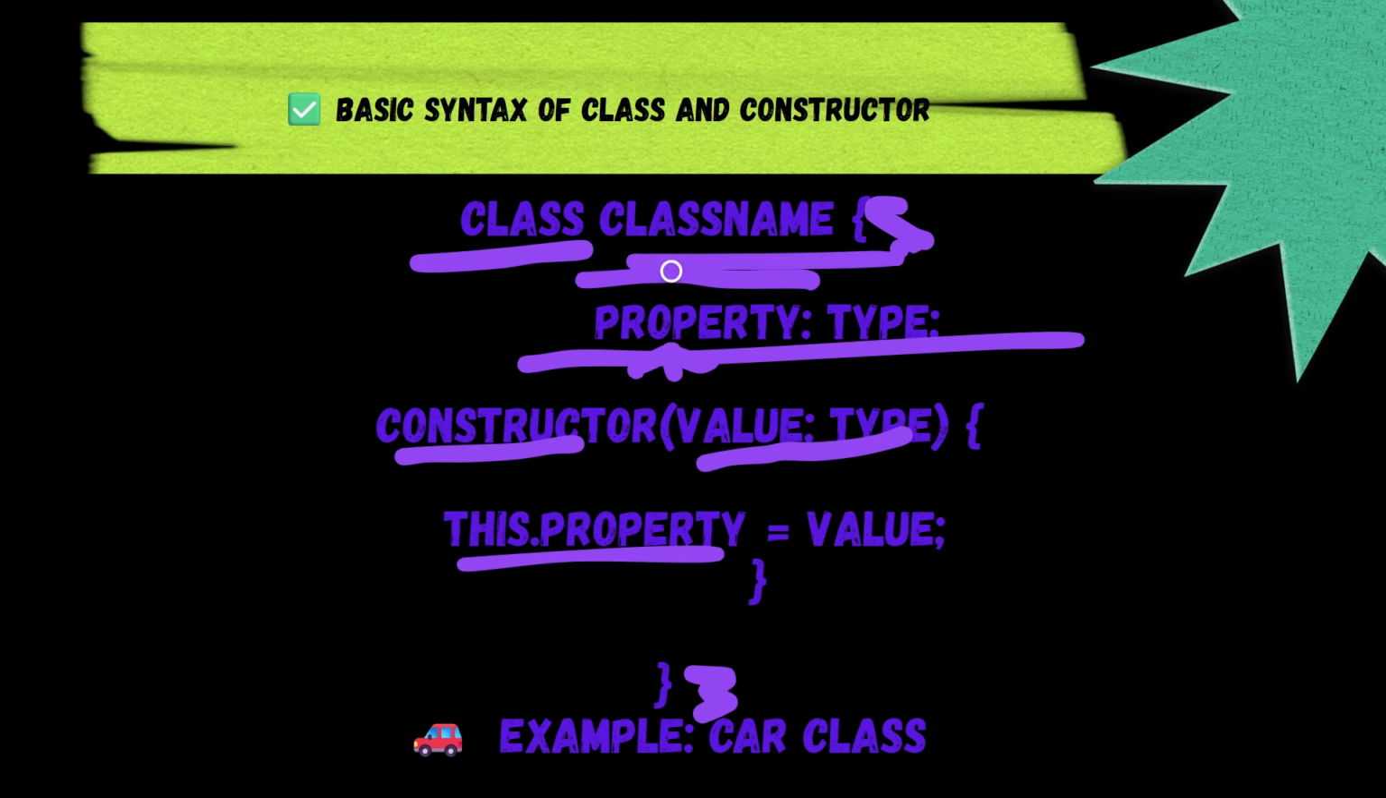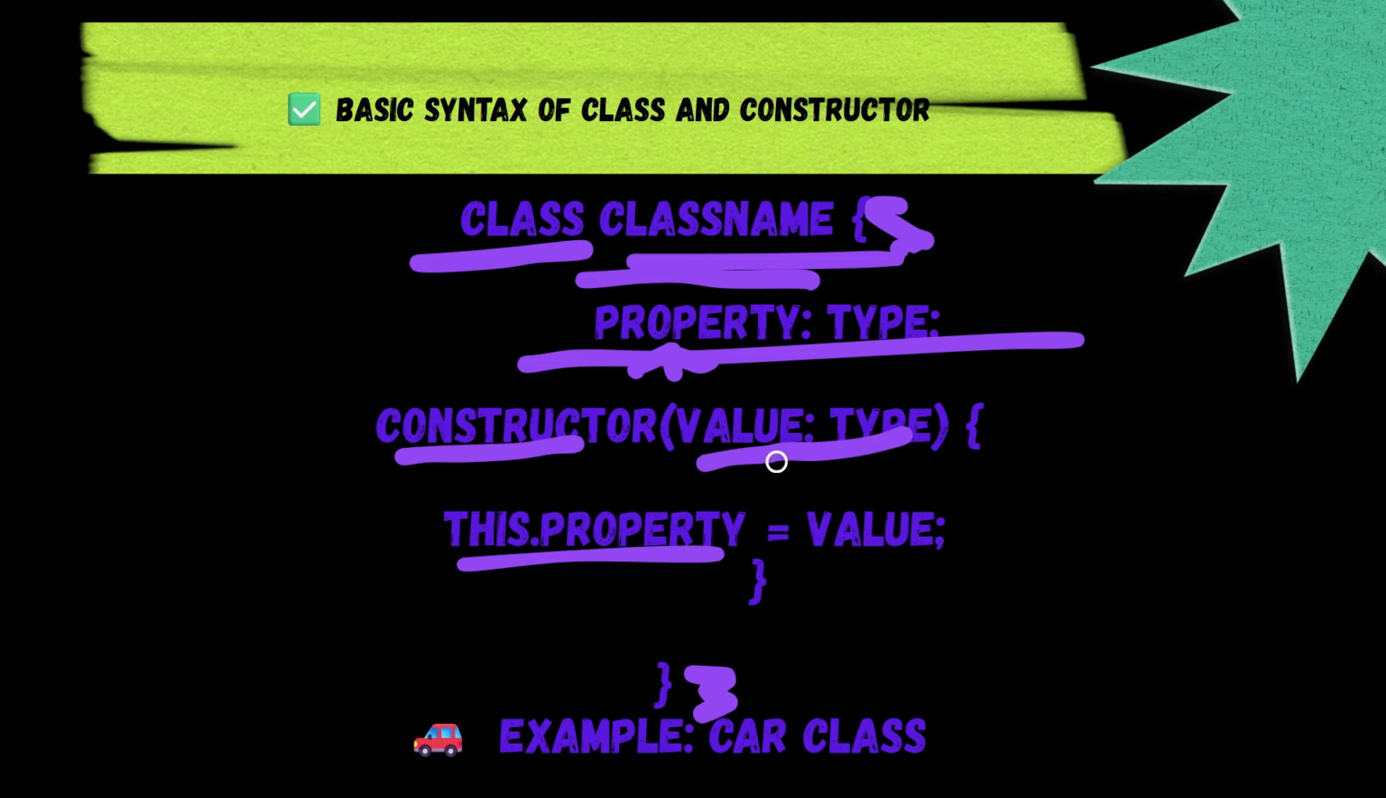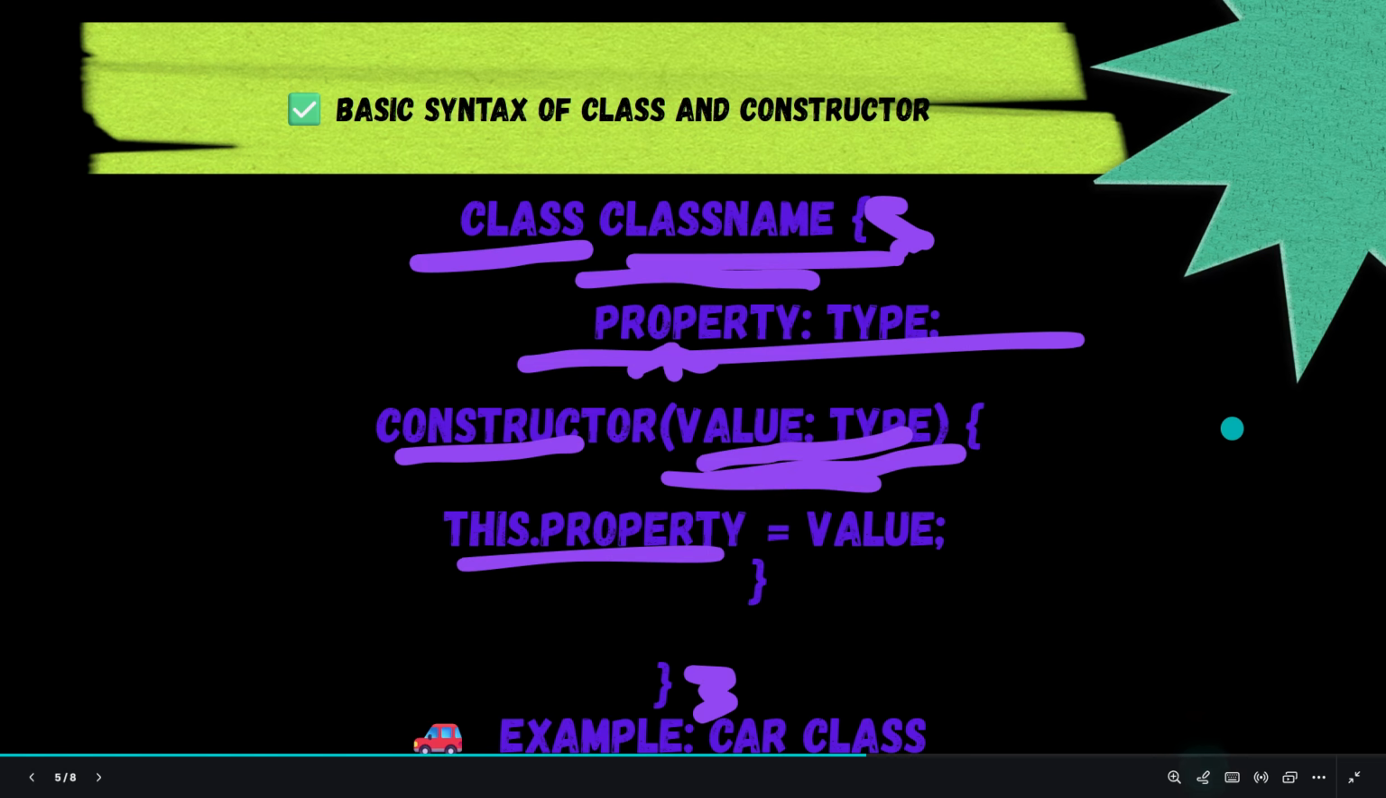You write this dot name, this dot email, this dot phone, and the value comes from the constructor parameter. You assign that value to this dot property. The variable that you define, you access using this dot property, and the value you get from the parameters when you create the object from the class name. It is very simple.